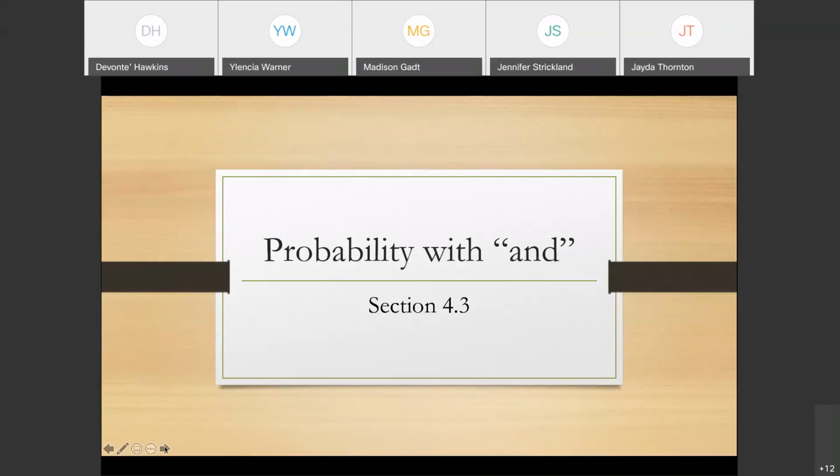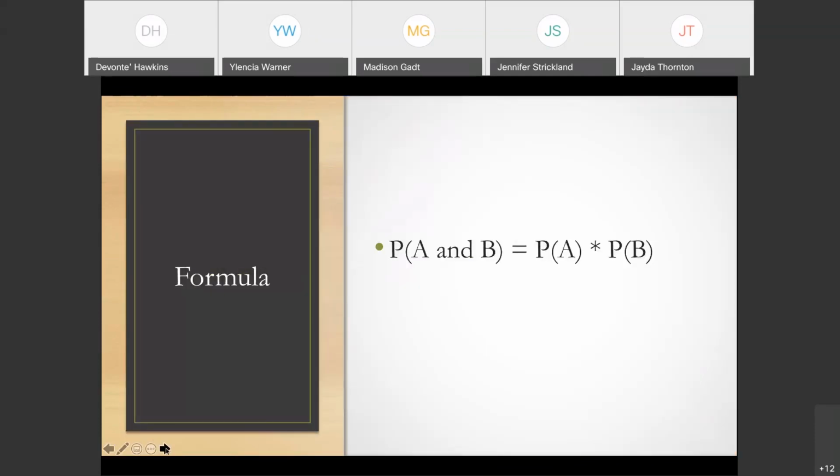Of a formula, you only have one, okay? So go ahead and in your notes, jot down your formula here. All right, so basically what you're going to do is take your probabilities separately and you're going to multiply them together.